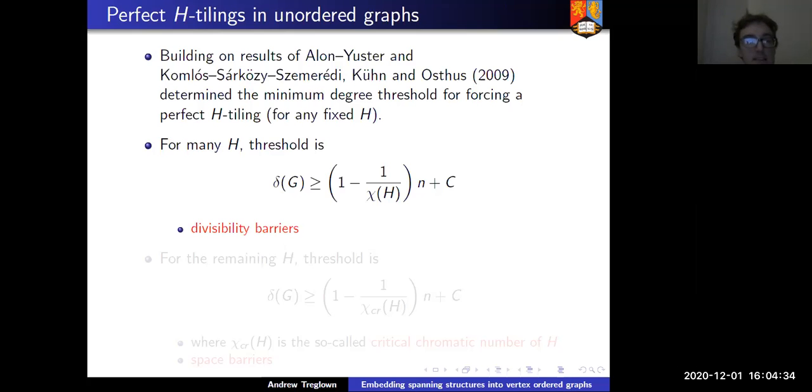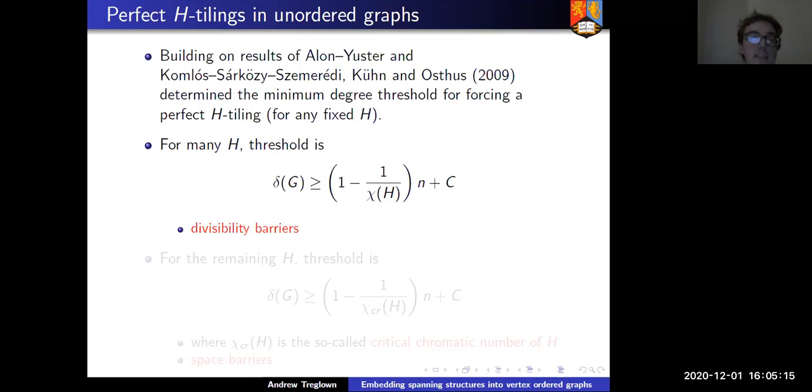And rather than state what they said precisely, let me try and give you some intuition here, what's going on. So they determine this minimum degree threshold for forcing a perfect H tiling for any fixed H. Now, for a large class of graphs H, the threshold is 1 minus 1 over the chromatic number of H times n, maybe plus some constant term, but you can ignore that C term. So for many graphs H, it's this 1 minus 1 over the chromatic number times n. Contrast that to the Erdős-Stone-Simonovits theorem, where it was 1 minus 1 over the chromatic number minus 1.